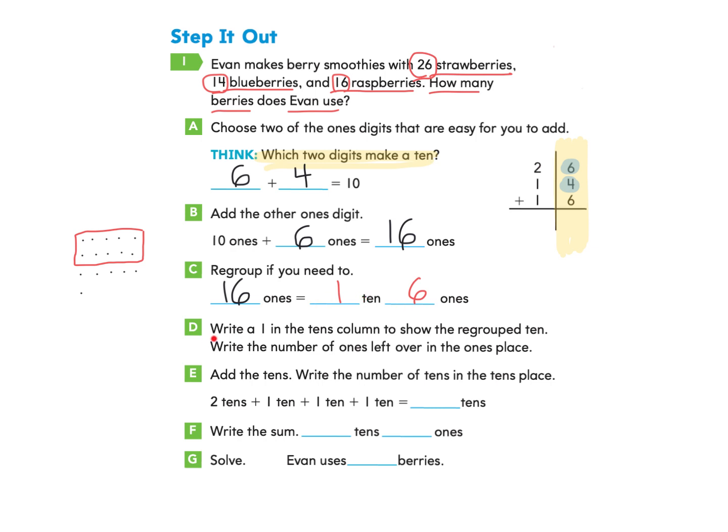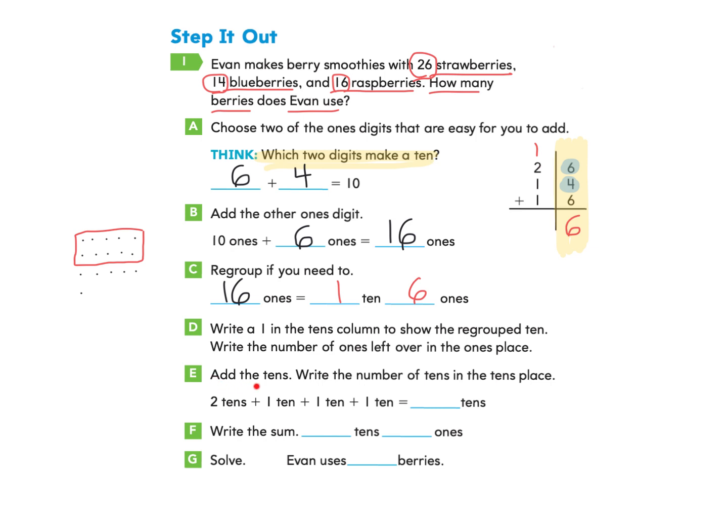And so part D asks us to write a 1 in the tens column to show the regrouped 10. So this right here, we're going to write a 1 in the tens column. And then it asks us to write the number of ones left over in the ones place. So how many ones are we going to write in the ones place? We are going to write a 6. Okay, now we're ready for the next part.